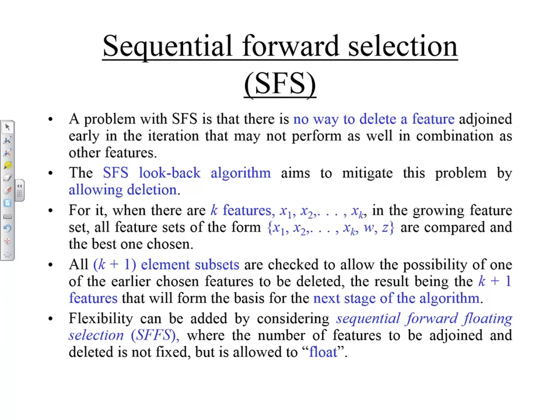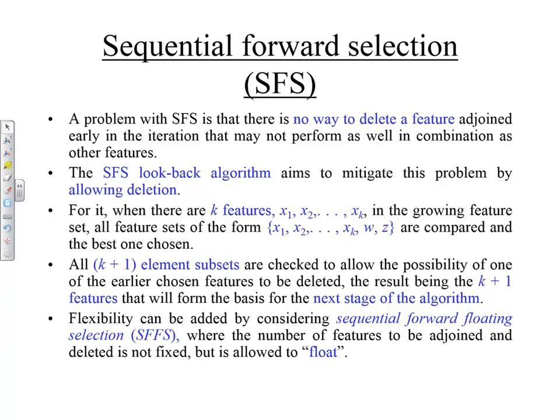So a problem with this sequential forward selection is that there is no way to delete a feature adjoined early in the iteration that may not perform as well in combination with other features, right? So the SFS look-back algorithm aims to mitigate this problem by allowing deletion.